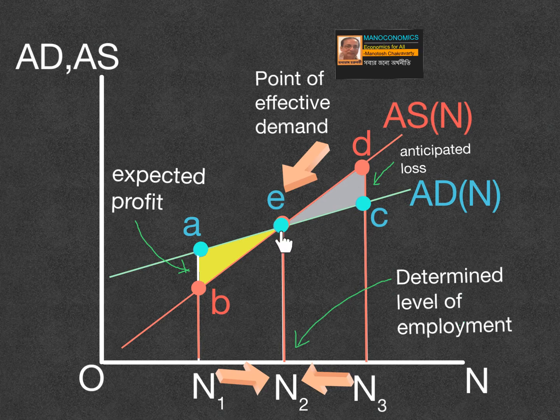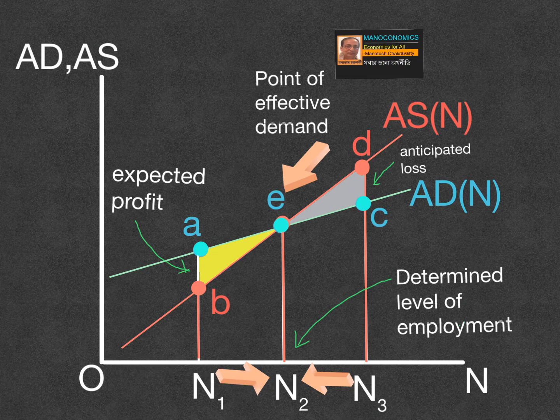Therefore, at the volume of employment ON2, aggregate demand and aggregate supply are equal, and so the minimum cost necessary for this level of employment and the expected returns are equal, and as such this point is called effective demand, which will determine this level of employment.